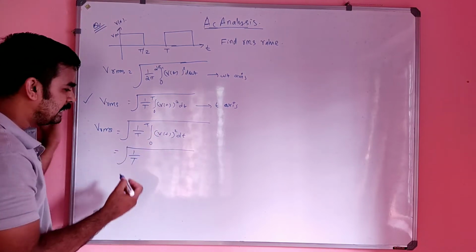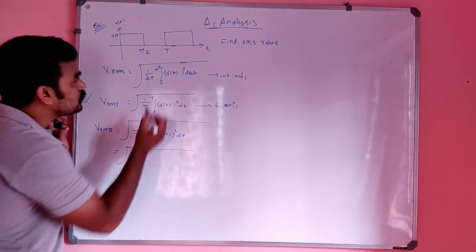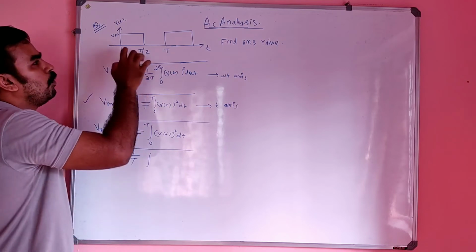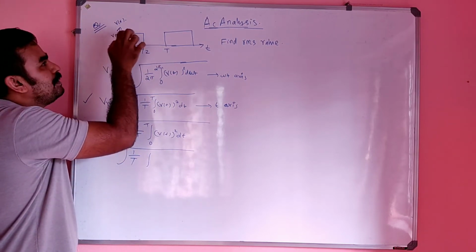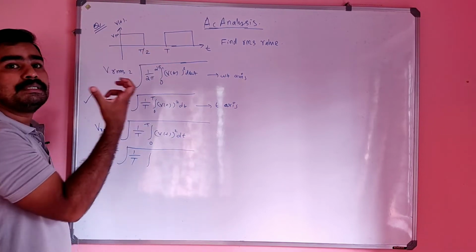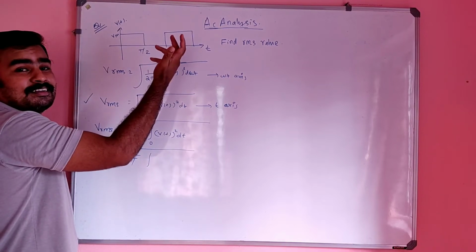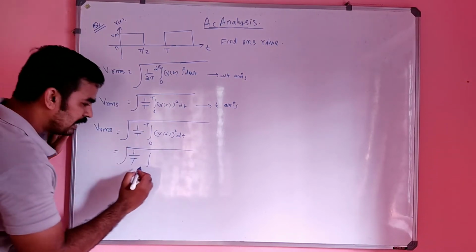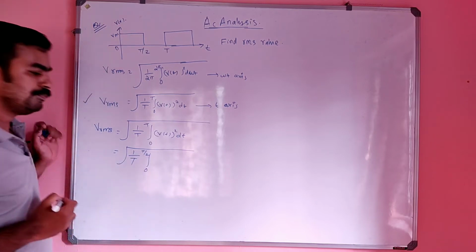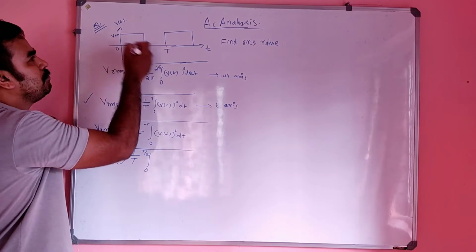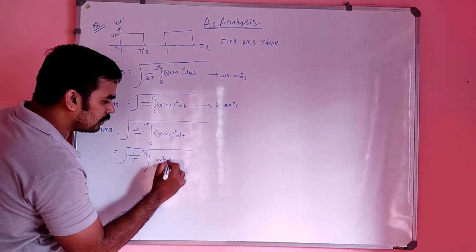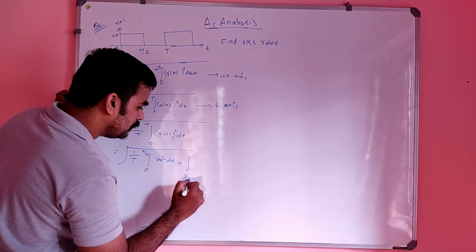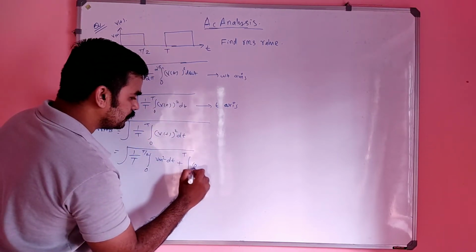But how can we solve this? This T is the total time period, so 1 by T, there is no change in that. See the peculiarity of the waveform. Only for T by 2 time it exists and has a value of Vm. But from T by 2 to T, its value is actually 0. That means there is nothing there. So only from 0 to T by 2 it exists, so the integration is from 0 to T by 2 only. And what is the value from 0 to T by 2? It's simply Vm, so Vm square dt. And from T by 2 to T, its value is nothing, that is 0.